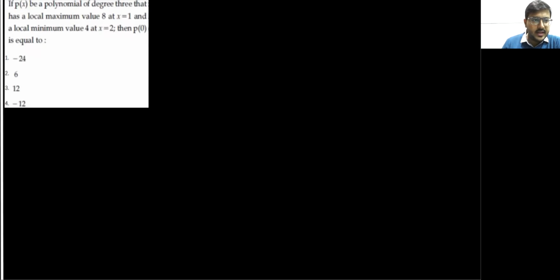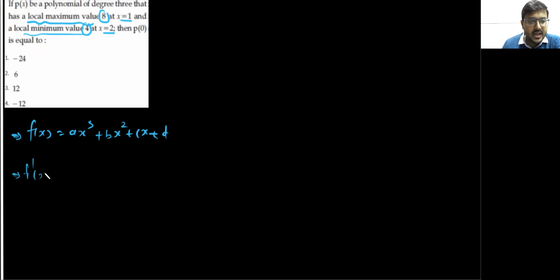In this, we are given that P of x is a polynomial of degree 3 and has local maximum value 8 at x equals 1 and local minimum value 4 at x equals 2, then P of 0 equals dash. So the very first thing, I need to assume a cubic equation. Let's say it is ax cube plus bx square plus cx plus d. Now we have local maximum and local minimum. So for that, let me take f dash of x, that is 3ax square plus 2bx plus c. Now this derivative is 0 at x equals 1 and at x equals 2, which means this quadratic equation has two roots, and those two roots are 1 and 2.